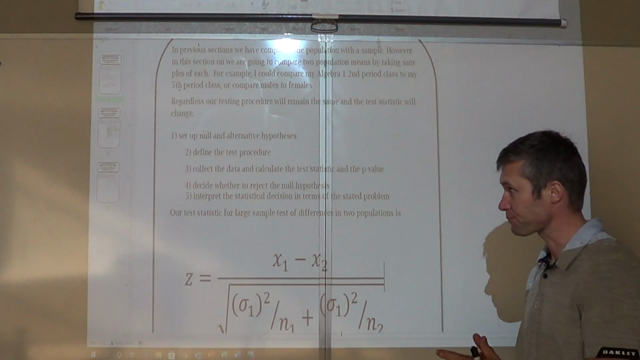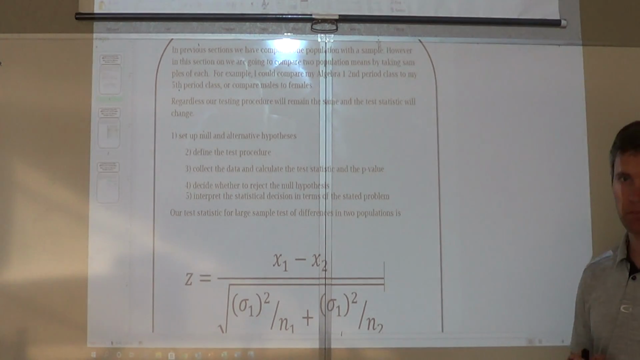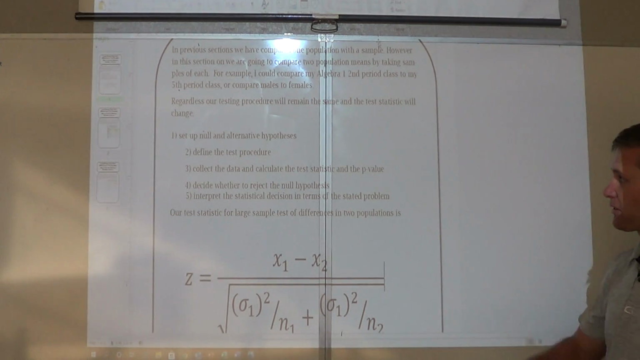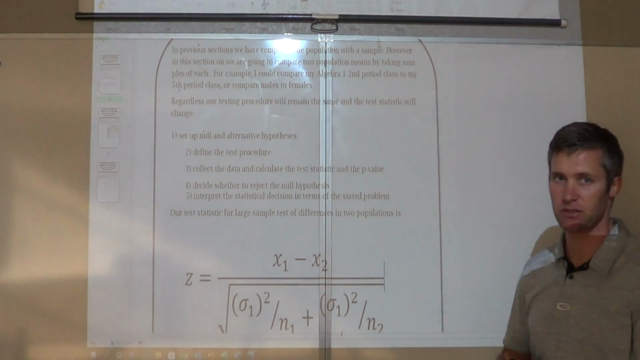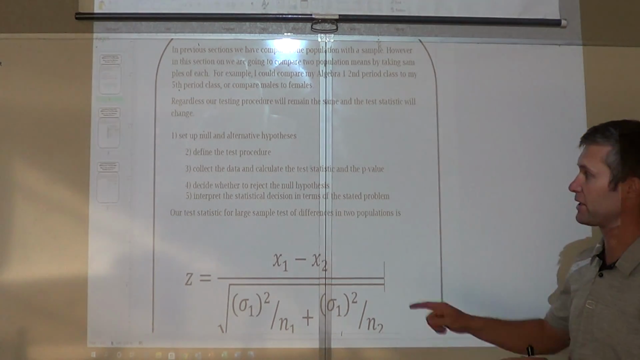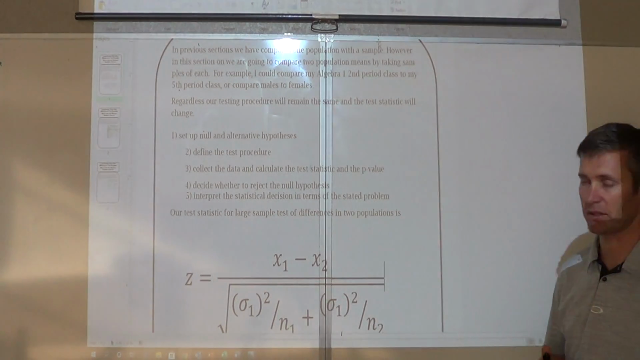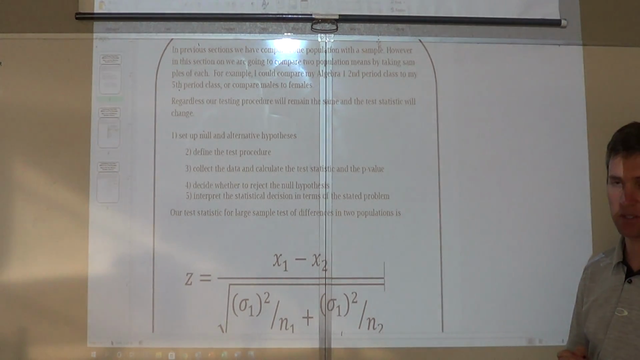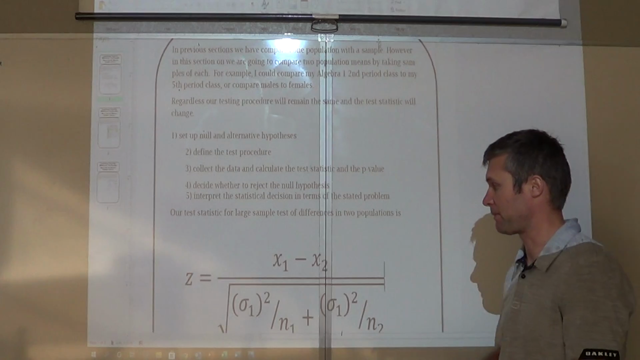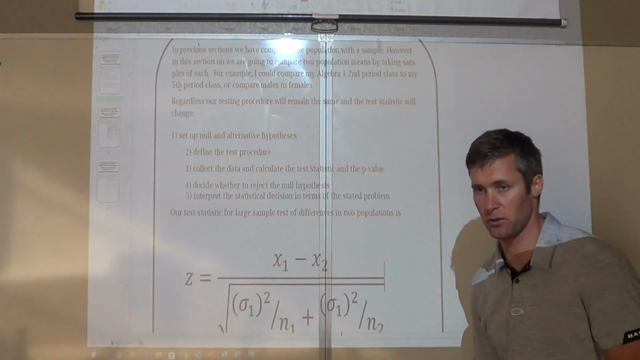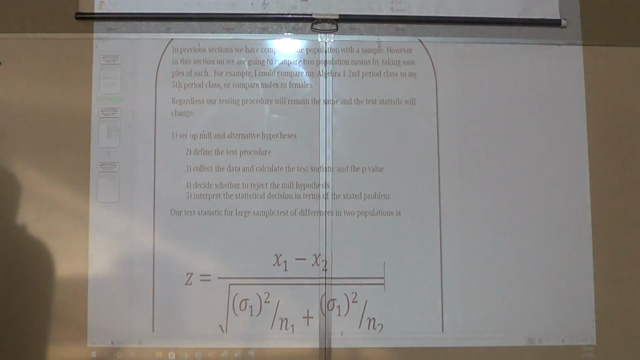To do that, we're going to do the same thing. We're going to set up a null and alternative hypothesis. We're going to find the test procedure, so that's your alpha value. You're going to collect the data, calculate the test statistic, which is going to be here. We're going to decide whether to reject or not reject, and then we're going to interpret it. Is it significantly different? Is it less? Is it more? And so on. The biggest thing is this is our new test statistic that we'll be using. Everything else is the same.